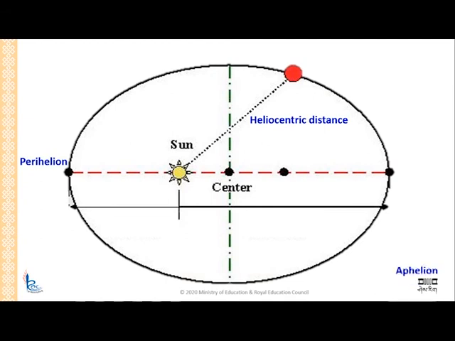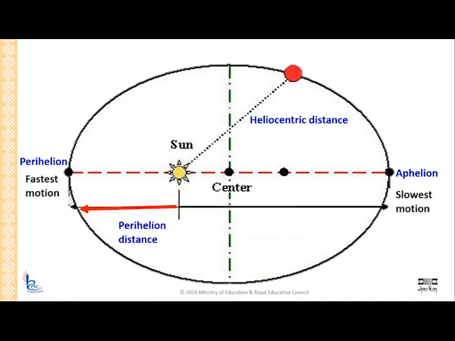Next we have perihelion and aphelion. Perihelion is the distance where the planet will be closest to the Sun, and at this point the planet will move with the fastest velocity. And aphelion is the point where the planet will be far away from the Sun, and at this point the planet will move with the slowest velocity. Perihelion distance and aphelion distance. Now can you reason out why at perihelion the planet will have the fastest motion, and why at aphelion the planet will have the slowest motion?